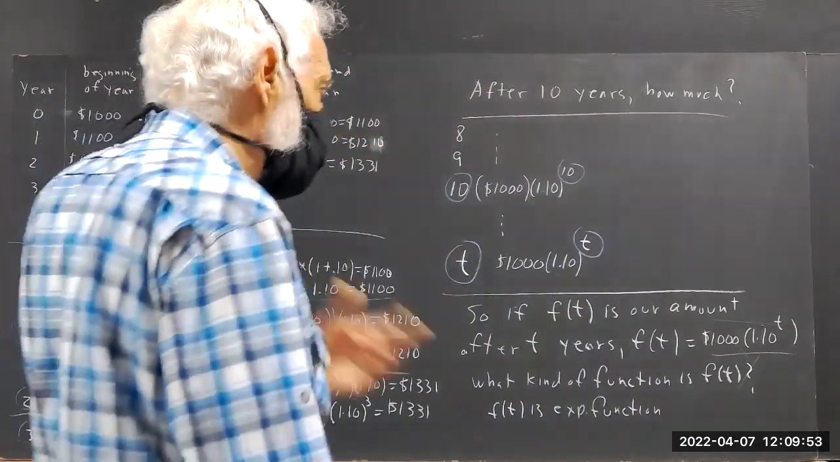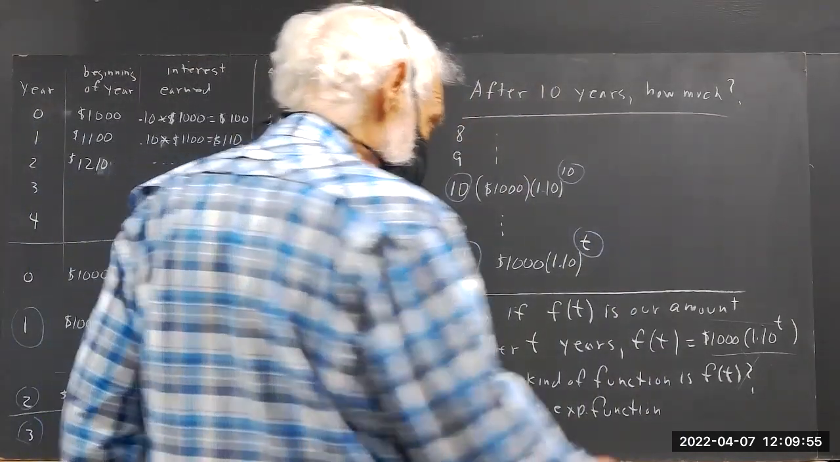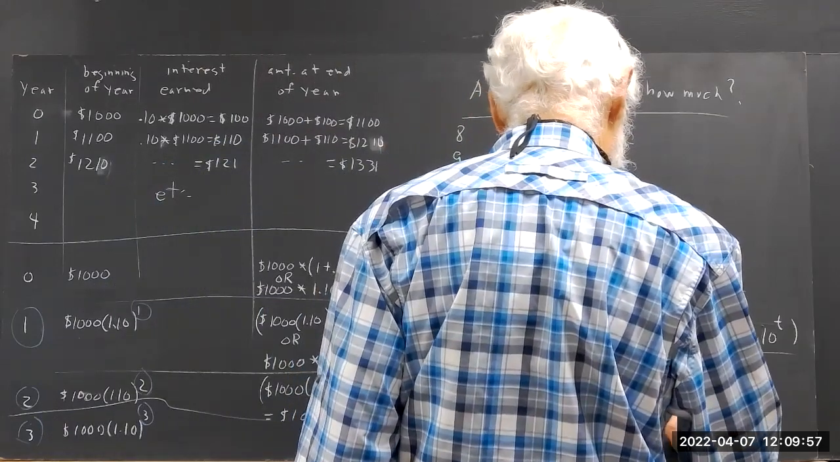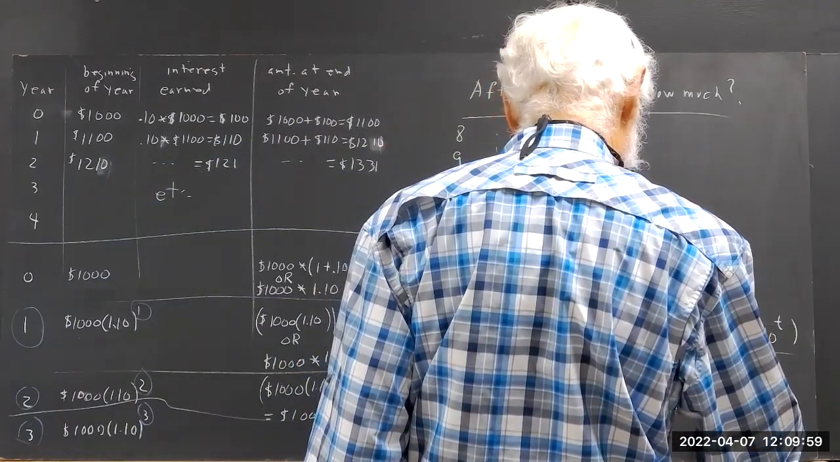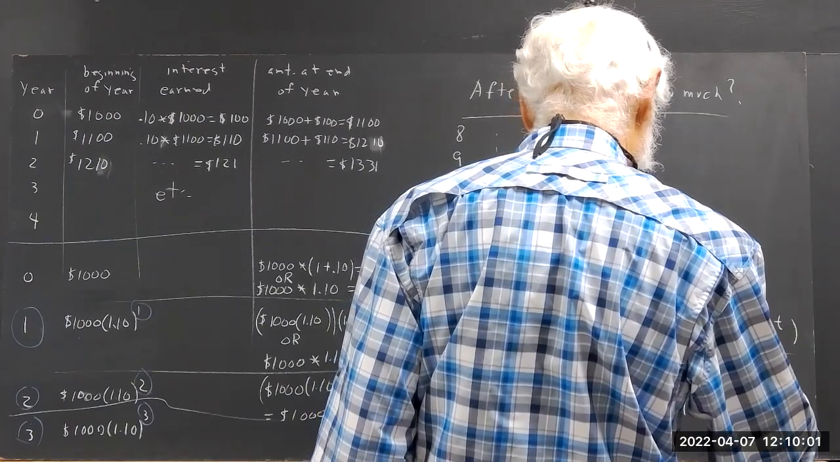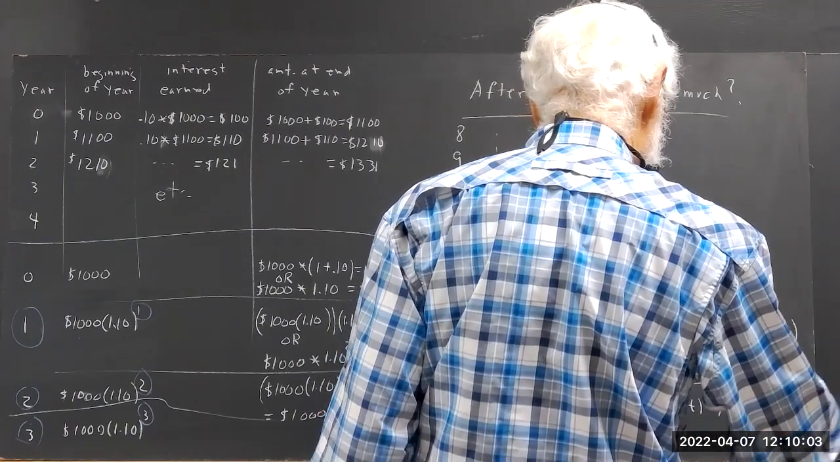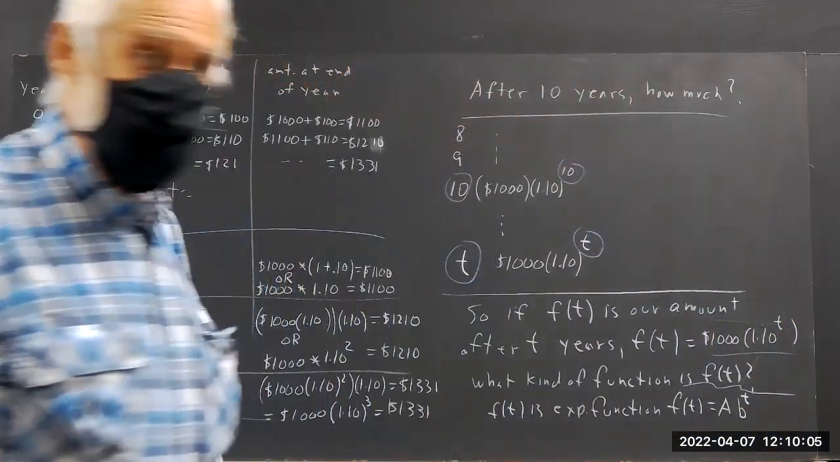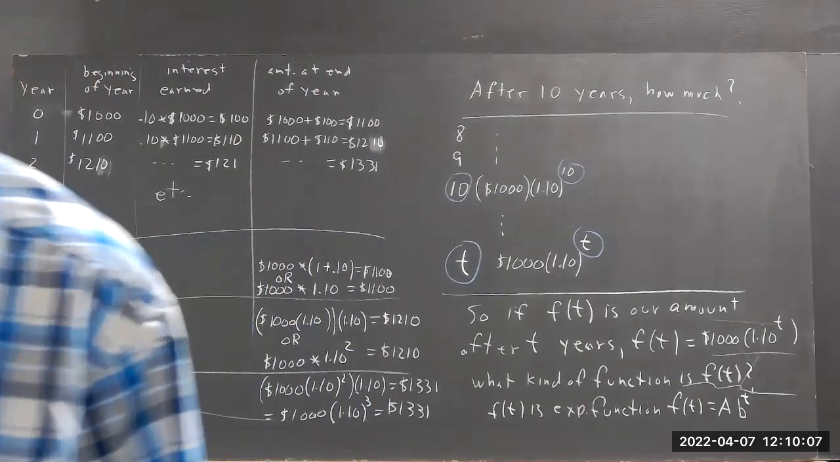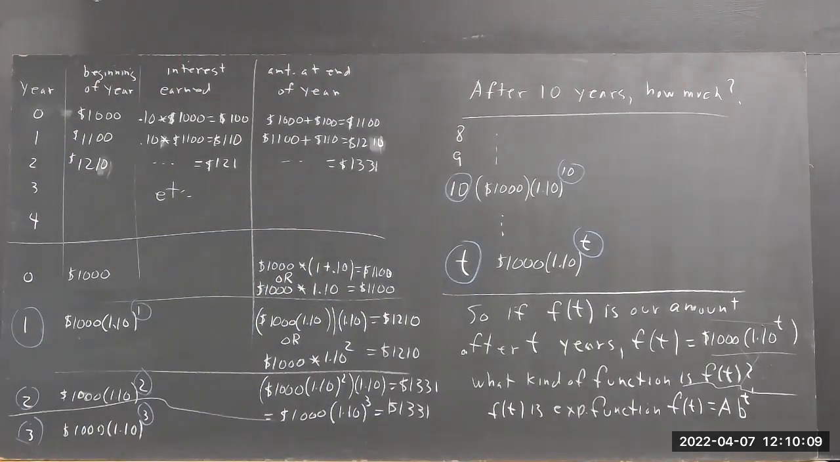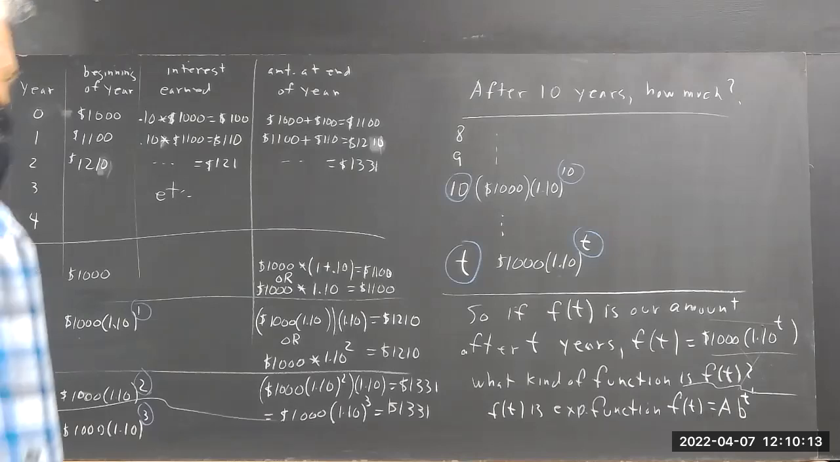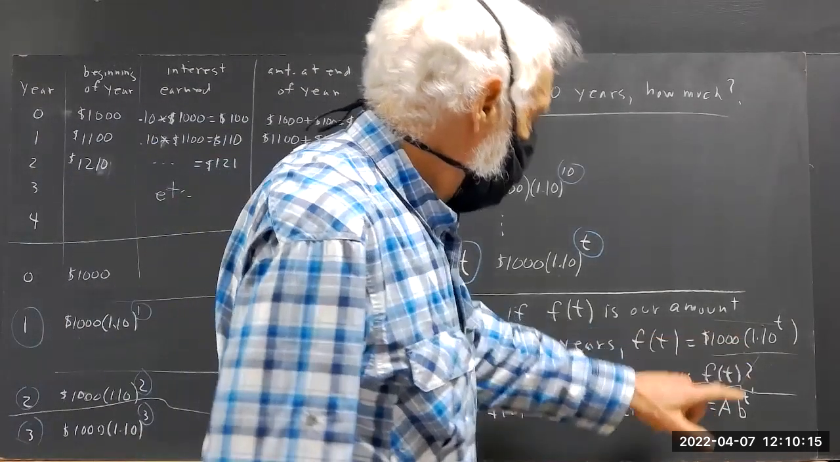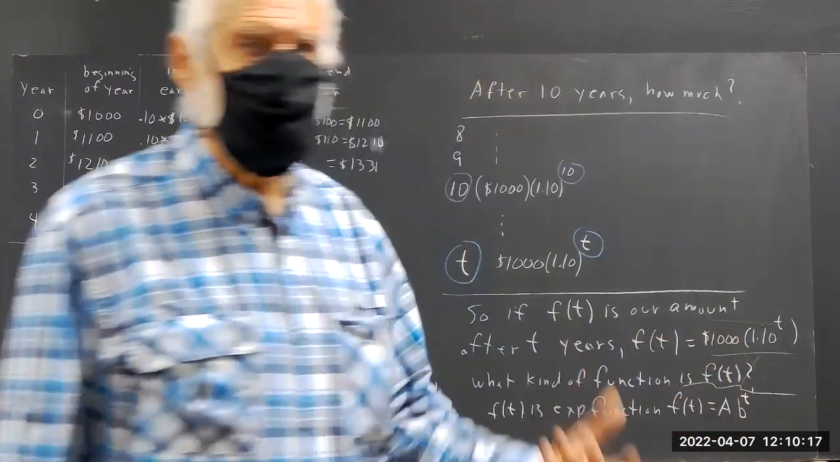Okay, an exponential function is in the form A times B raised to the T power. So I'm saying that F of T is A times B raised to the T power. What's A and what's B?